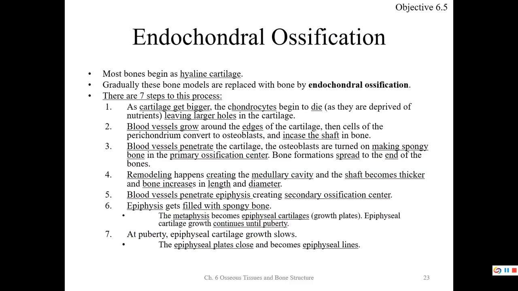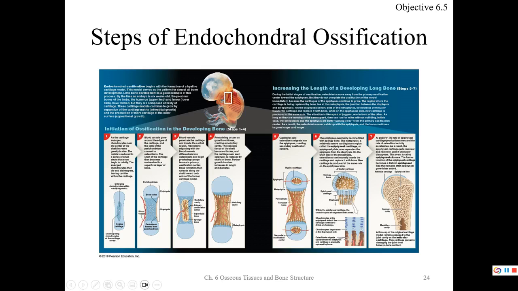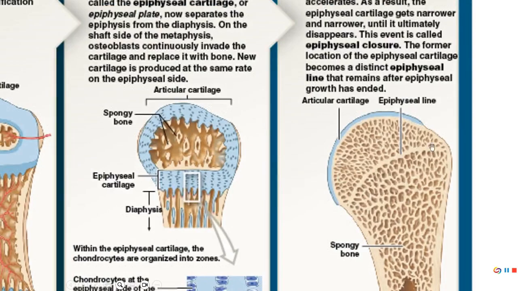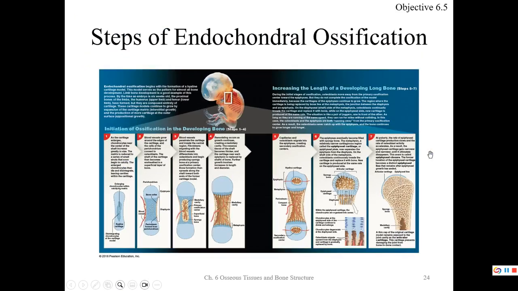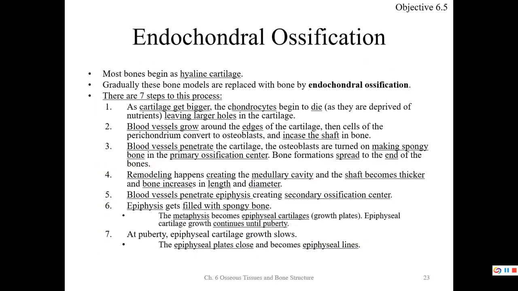Then at puberty, the epiphyseal cartilages close. We call these the epiphyseal plates, and they close and eventually become what's called epiphyseal lines. We saw this when we saw the anatomical neck of the humerus. So there's an epiphyseal line, and that closes after puberty. Okay, so that's how that's going to happen, step by step. Now, I do ask a question on this. I don't ask anything too crazy about it, but I do ask something about this, okay?